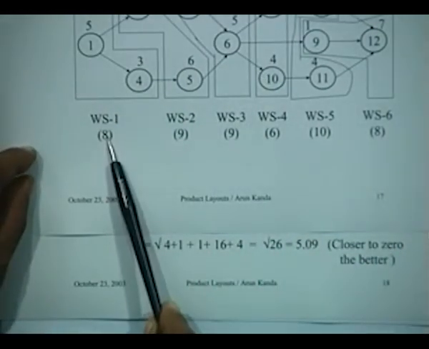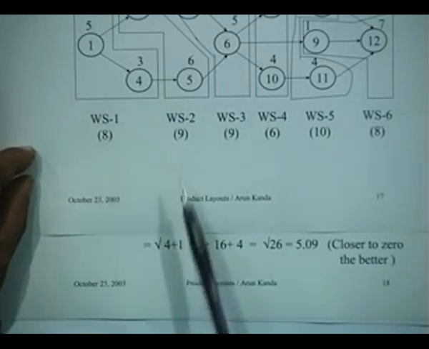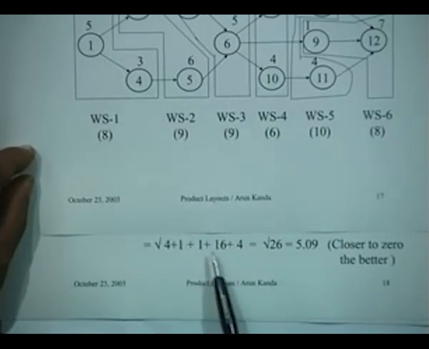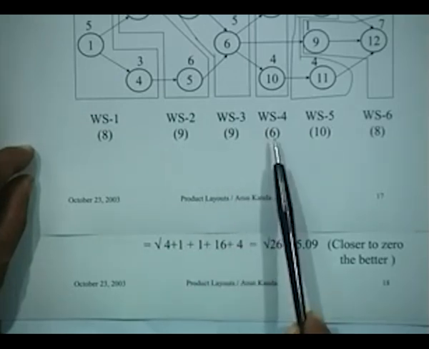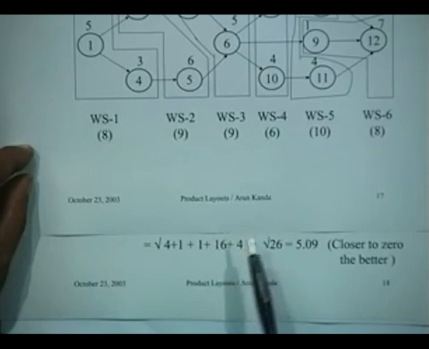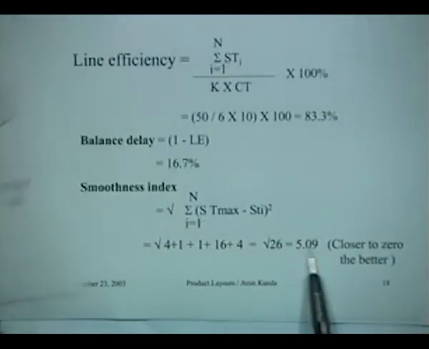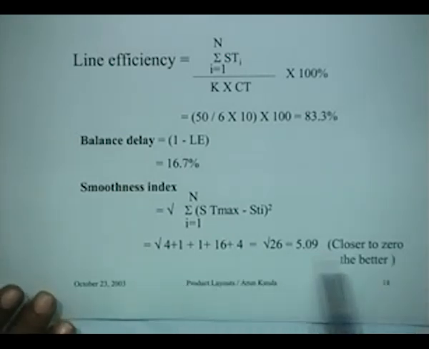idle time here is 2. So 2 squared is 4. Here it is 9, so the idle is 1. 4 plus 1 plus 1 plus this is 16, because the idle time here is 4. 4 4s are 16. No idle time here, and 4. So the root of 26, which is 5.09. And closer to 0 the better. If a line is perfectly balanced, this smoothness index will be 0. So we try to minimize the smoothness index.